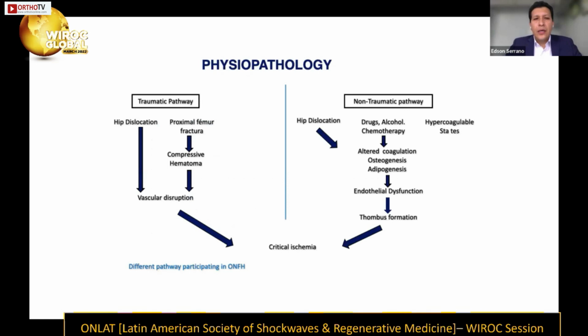The traumatic pathway is related to hip dislocation or proximal femoral fracture. These conditions produce vascular disruption and critical ischemia, and produce necrosis. In the non-traumatic pathway, there are other conditions that create hypercoagulable states in the body, and these conditions produce thrombus formation and critical ischemia.